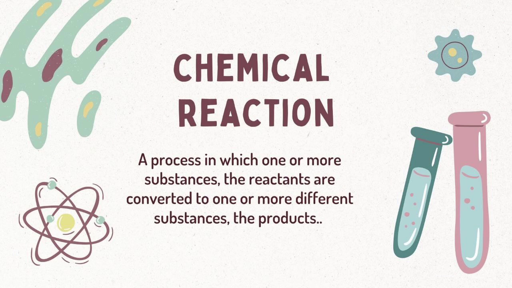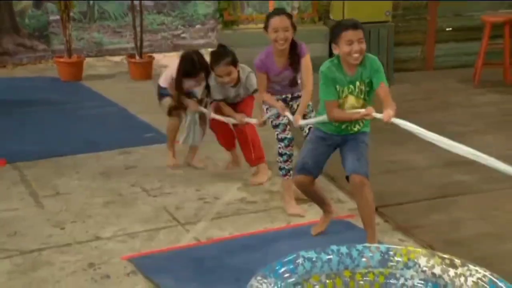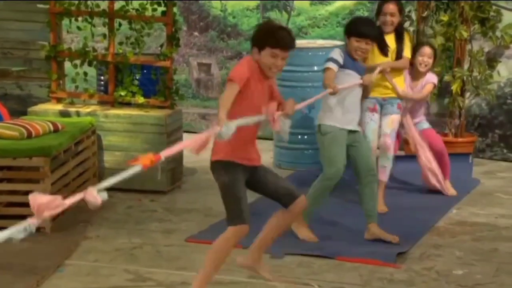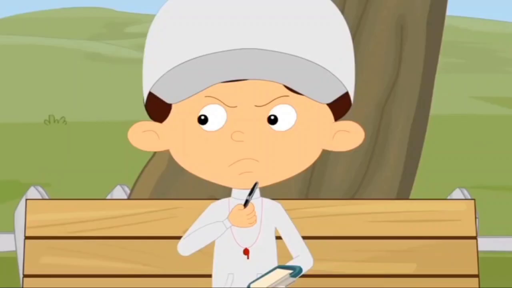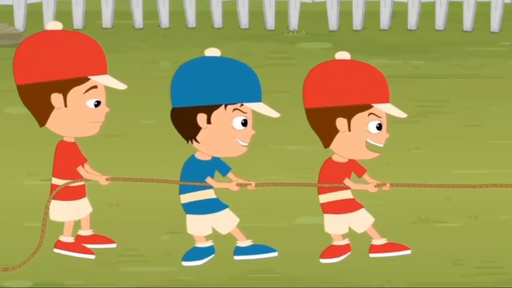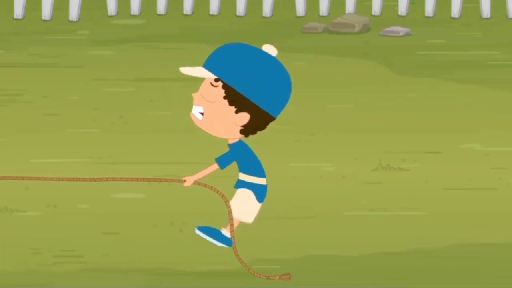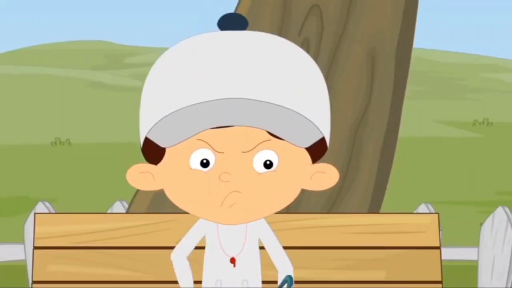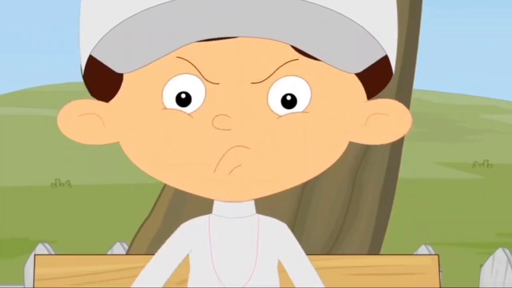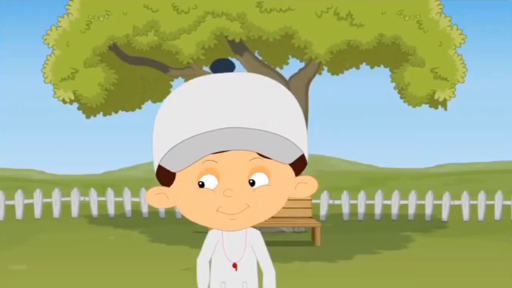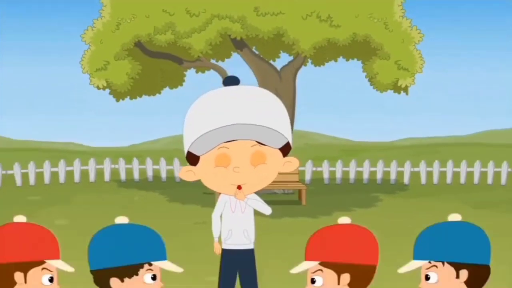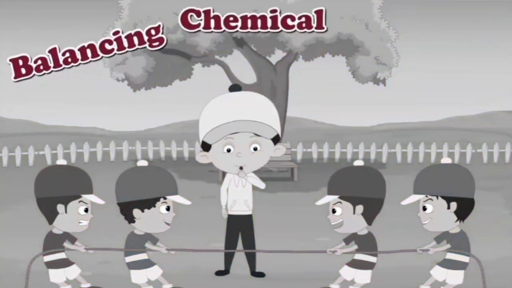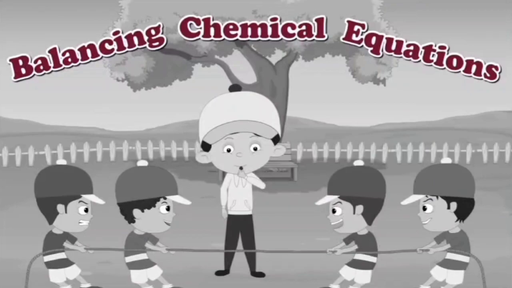Chemical reaction, a process in which one or more substances, the reactants, are converted to one or more different substances, the products. To put it further, a chemical reaction is a process in which substances called reactants are transformed into different substances known as products by breaking and forming chemical bonds. It involves the rearrangement of atoms and the breaking and formation of new chemical bonds. The reaction is driven by the interaction of the atoms and molecules, and it can release or absorb energy.